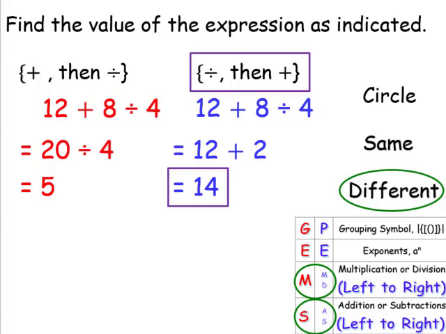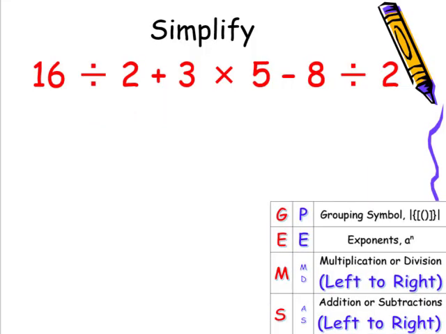Let's take a look at some more complex examples. In this case, which one do we do first? This division, addition, multiplication, subtraction, or division? Since we have no grouping symbols or exponents, it goes down to M in GEMS, which stands for multiplication or division from left to right. Which one of these is our first multiplication or division? If you said 16 divided by 2, you are correct.